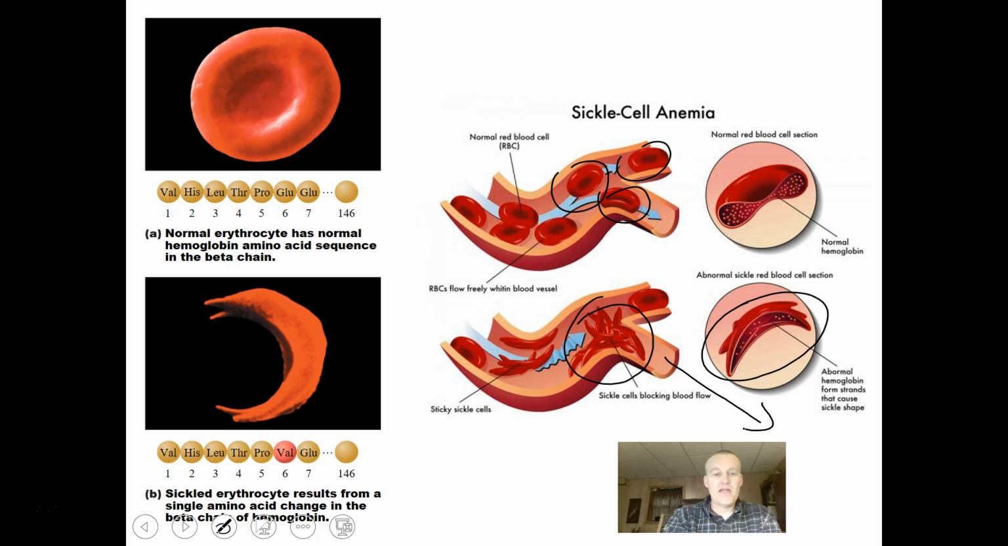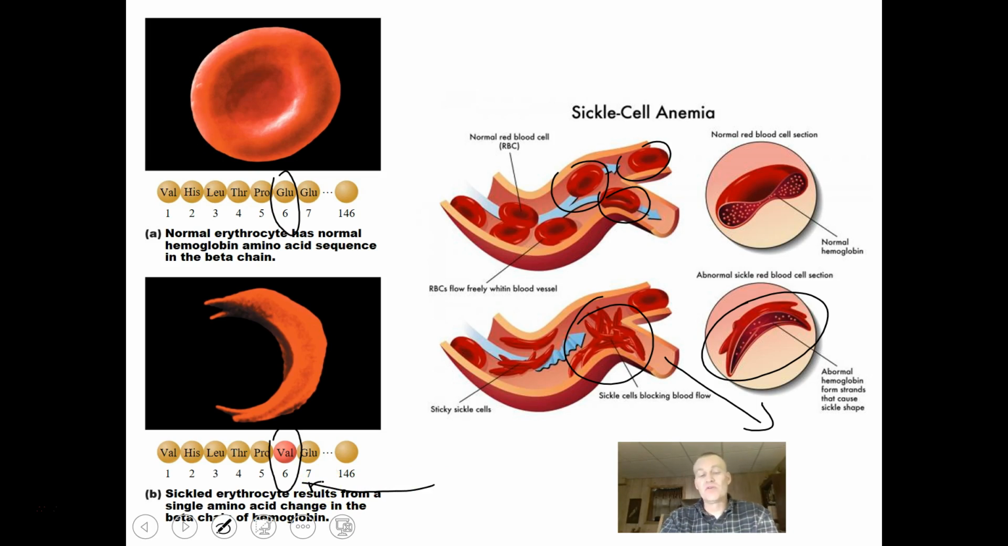This is caused by a genetic mutation. If you take a look at the genetic code, the gene is mutated in one place. In normal erythrocytes, when you're building this protein, the genetic sequence codes for glutamic acid at the 6th position, and in sickle cell it's substituted with the amino acid valine.